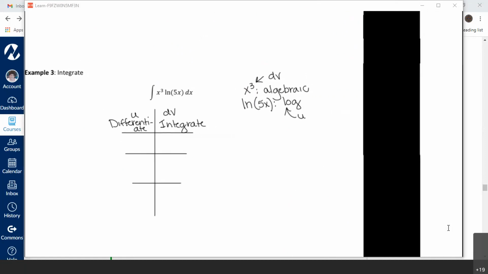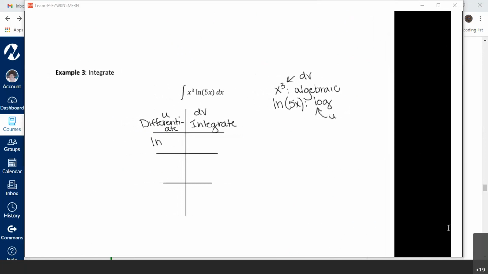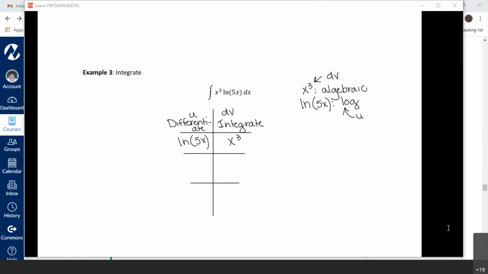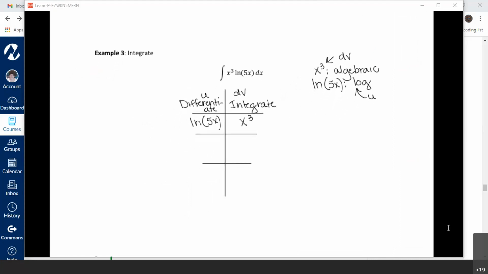Okay, so I chose u to be the ln 5x, so that goes here. You have to remember how to differentiate a log function. All right, and I'm going to integrate x cubed. That's my dv. Now I'll tell you right away what'll happen: when you differentiate ln, it's never going to go to 0.